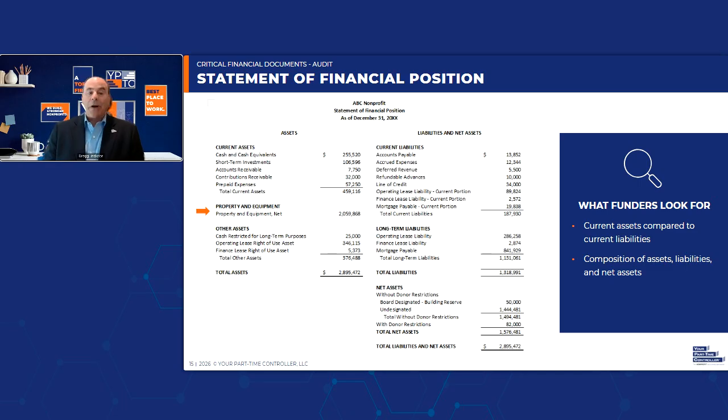So looking at property and equipment, that's obviously not a liquid asset because it can't immediately be turned into cash. But it does show that an investment in property and equipment is supporting the organization, but it also can limit flexibility.